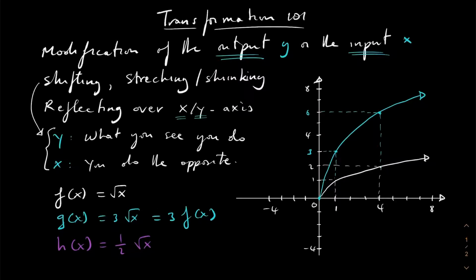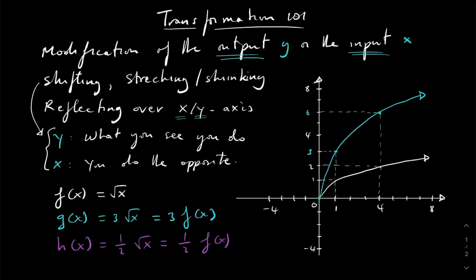For the function h, we're going to do the same thing. So you can either multiply all the outputs by 1/2, or you can look at h as the square root of x divided by 2, which means you can divide all the outputs by 2. Whatever you do here doesn't matter. It's the same thing. Multiplying by 1/2 and dividing by 2, the exact same thing.